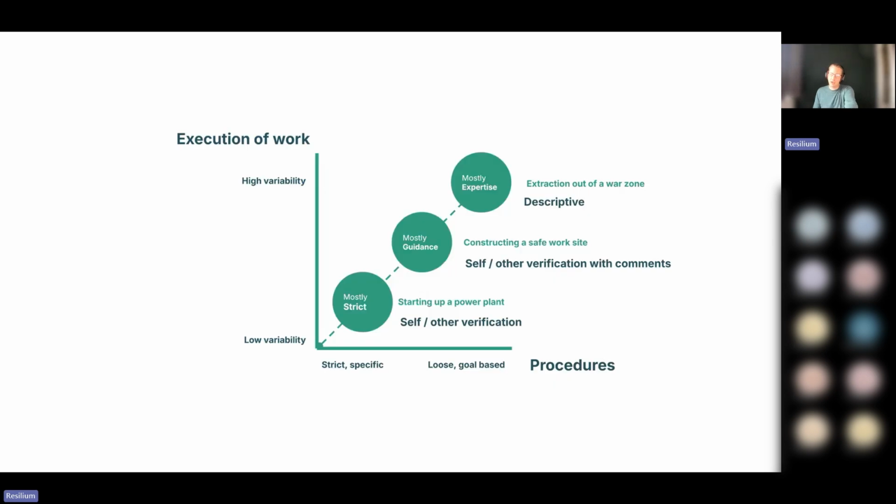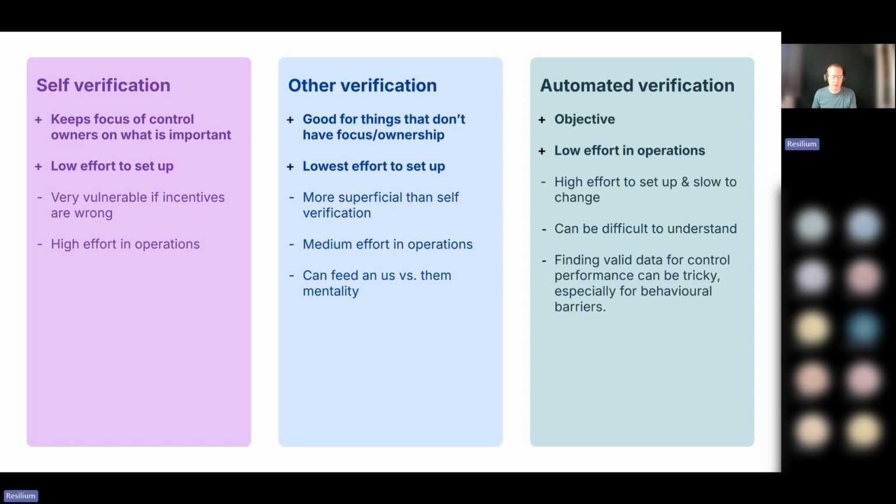Okay, so I noted here self and other verification. This is just what I call it. I've shown this slide in another presentation before, but it's relevant in this context. These are three different types of verification. Self-verification is where a person that is doing the work verifies themselves how it's going. Then you have other verification, where somebody else that's not doing the work is verifying how it's going. And then you have automated verification, which is where there's some type of calculation or some automated way to verify that the work is being done.